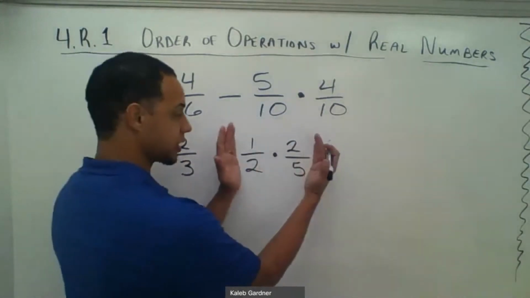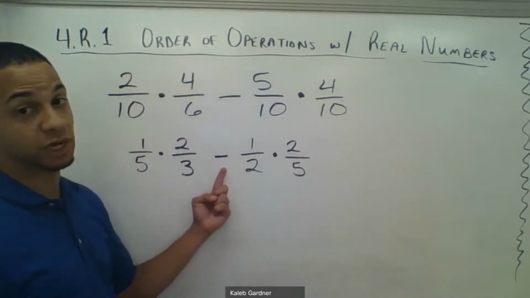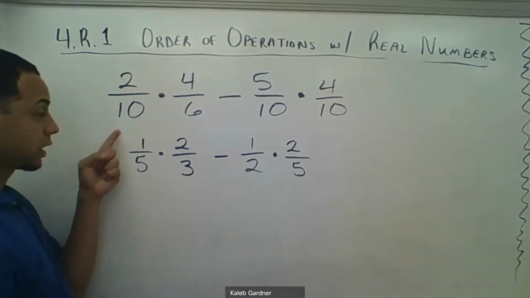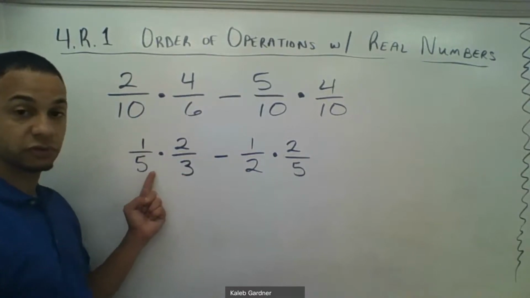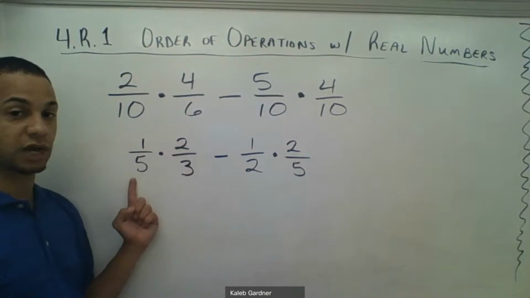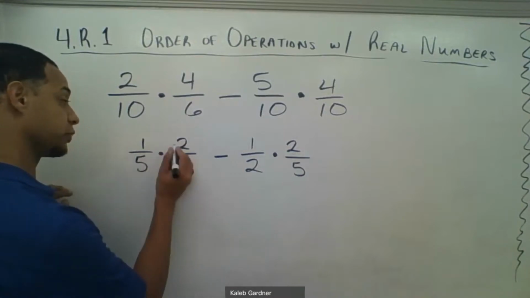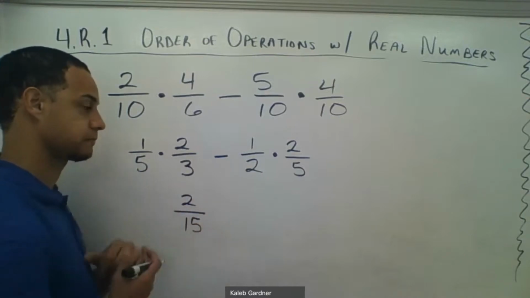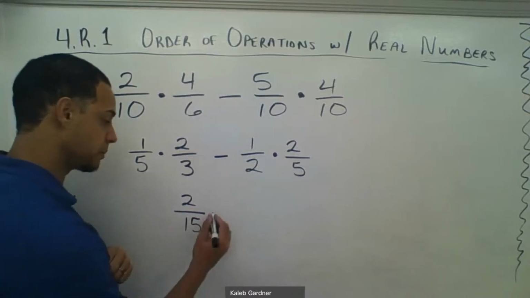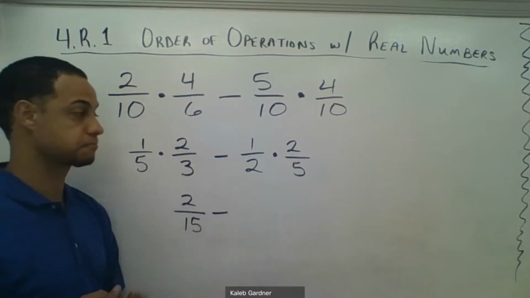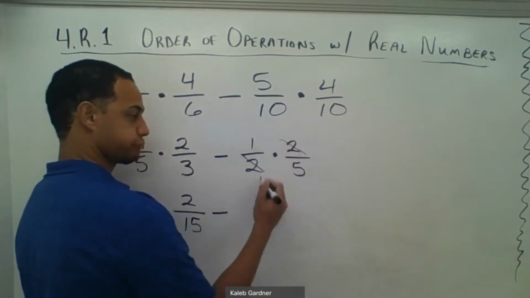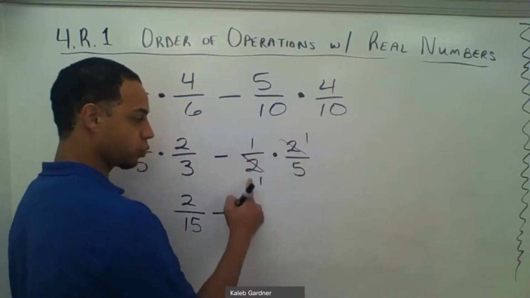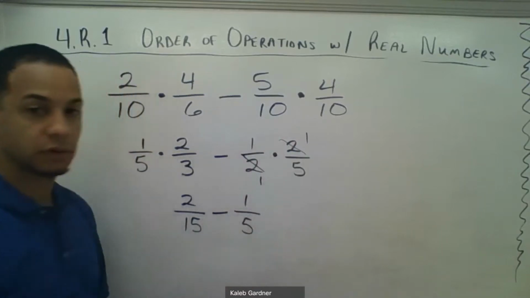Multiplication here, multiplication there, subtraction in the middle. Remember, subtraction is last according to our order of operations. So let's do our 2 sets of multiplication. 1 does not reduce with either the 5 or the 3. 2 also doesn't reduce with either of them. So multiply across, we get 1 times 2, and 5 times 3 is 15. Minus, let's reduce here. Oh, look. Well, that was nice, wasn't it? 1 times 1 is 1 over 1 times 5 is 5.